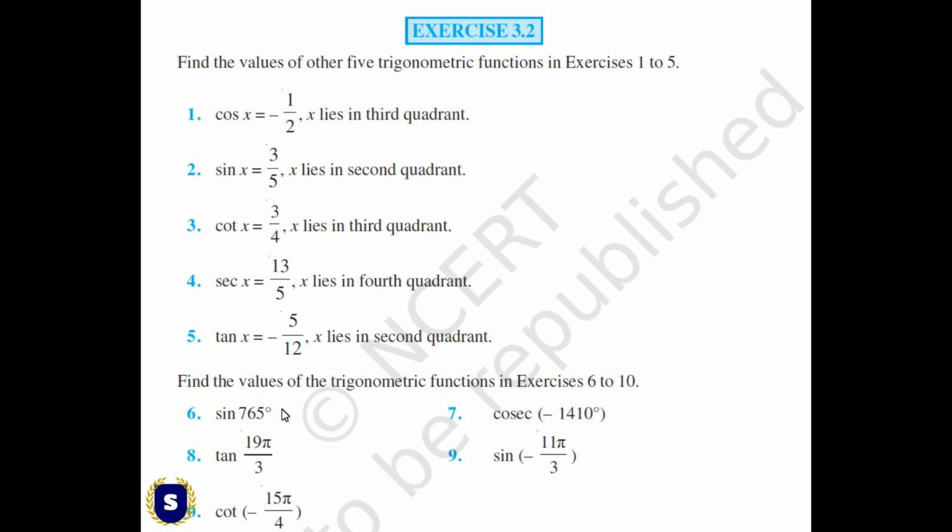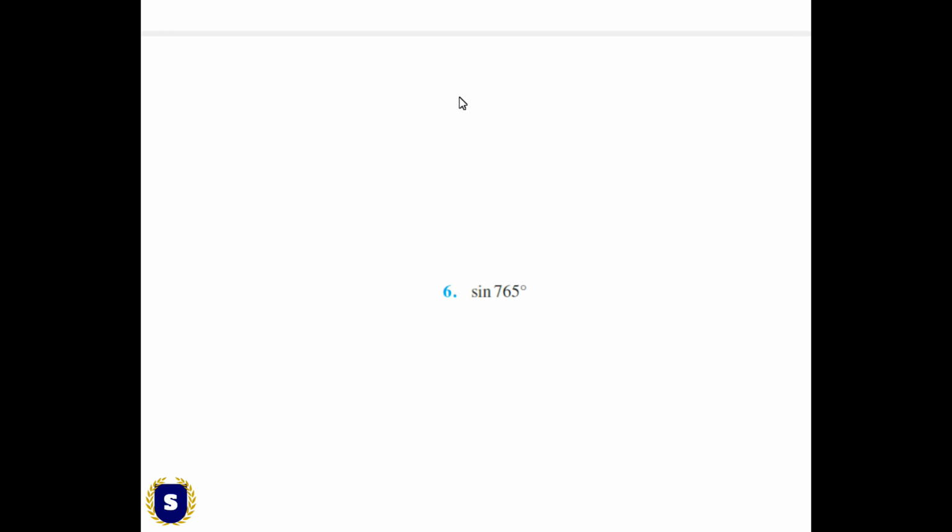Let us jump to the next section of the exercise, wherein we have to calculate the values of each trigonometric function with the given angles. Let us start from question number 6. To solve such questions, let us write one thing.